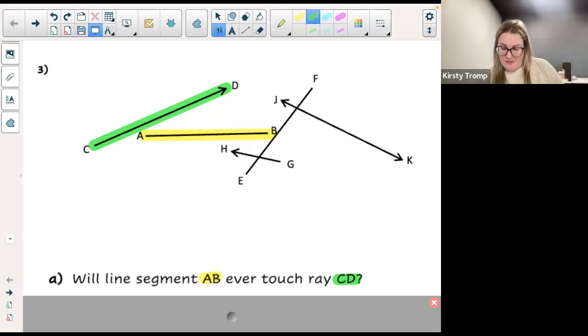No, ma'am, they won't. Why not? Because a line segment has a start and end, so they won't be able to touch each other. Well done, Umar. Fantastic. Because the line segment AB has a start and an end, it can't go anywhere. It's stuck where it is. And CD is going in a completely different direction. So they're never going to touch each other.